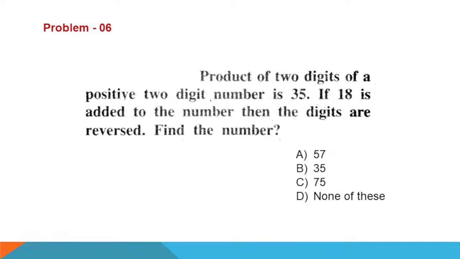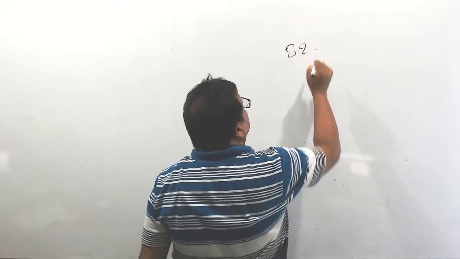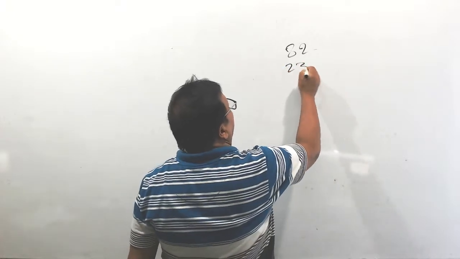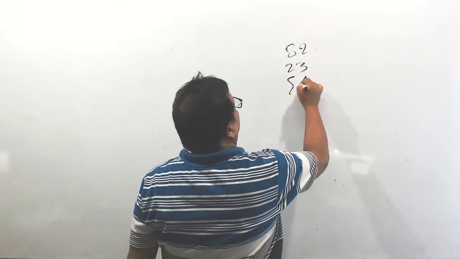Next one. Yes, it is important. Just I am explaining. First, let me explain what a 2 digits number is. A 2 digits number means 82. This is a 2 digits number. 23, all are 2 digits numbers. 54, all are 2 digits numbers.